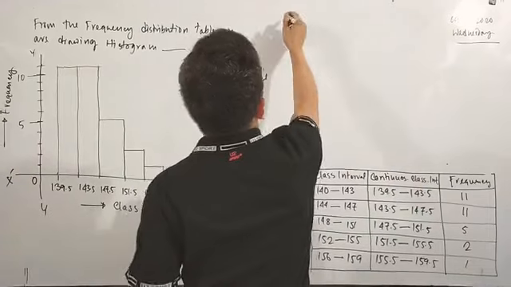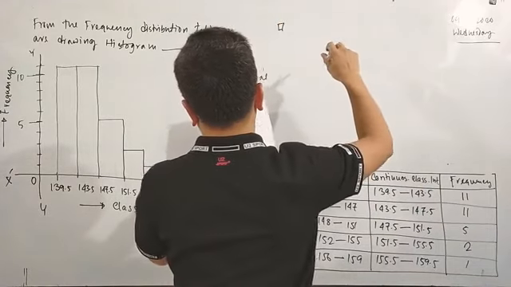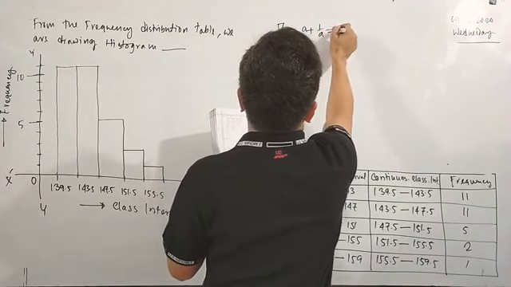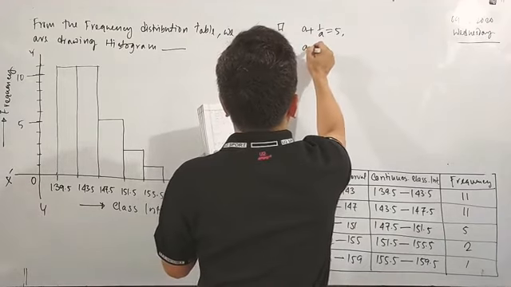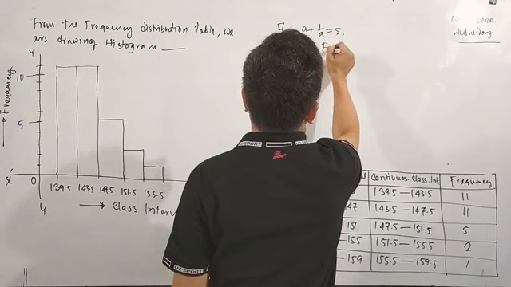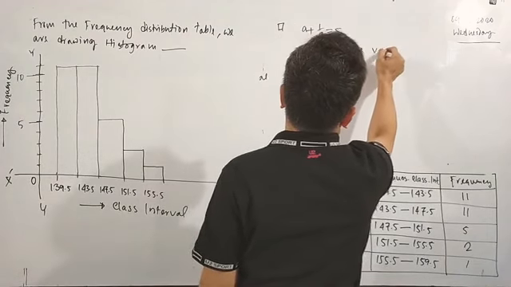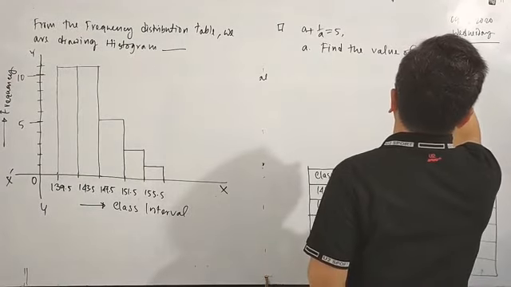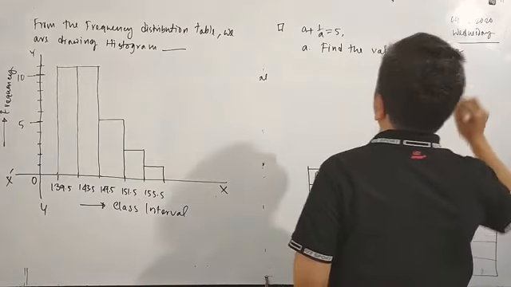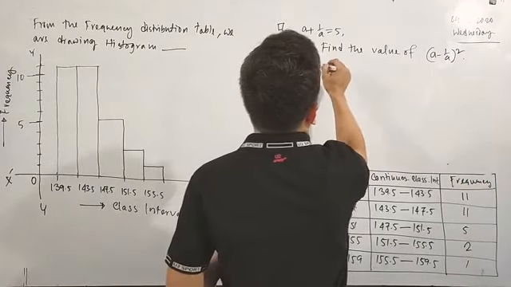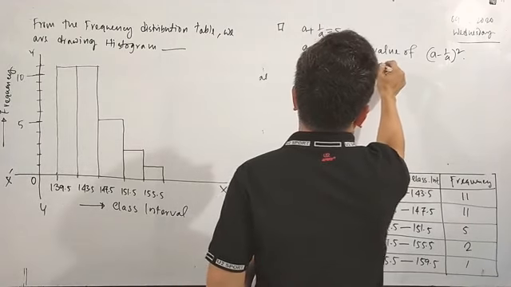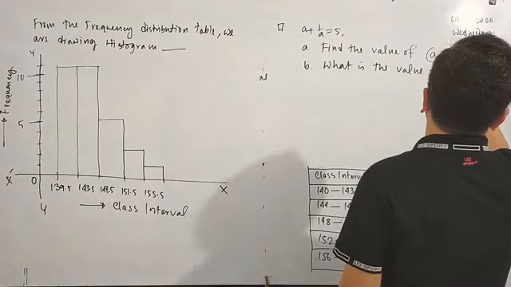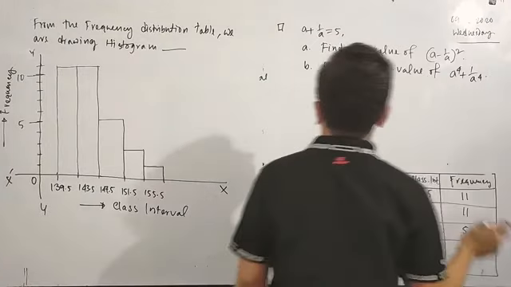The CQ is related to exercise 4.1 and 4.2. Given a plus 1 by a equals 5. Number a: calculate the value of a minus 1 by a, whole square. And b: what is the value of a to the power 4 plus 1 by a to the power 4? It's very easy, I think. You can do this one very easily.